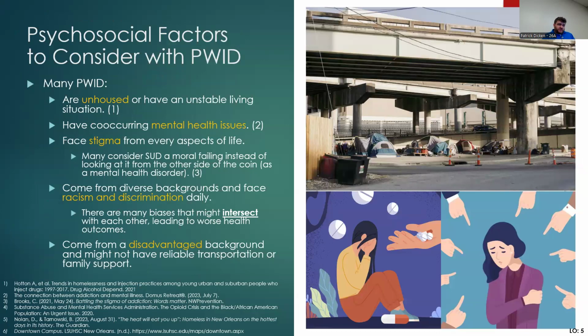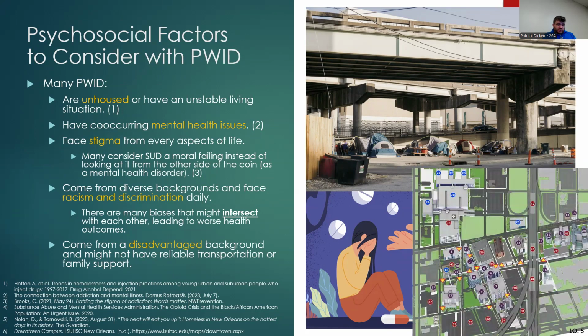So what are some things to consider with people who inject drugs? Many are unhoused or have unstable living conditions. Many have co-occurring mental health issues. Many face stigma. Many face racism and discrimination daily that might intersect with each other. And many come from a disadvantaged background. I'd like to point this out because if you look at this picture right here, these two big circles are UMC and LSU. And this picture at the top was taken right here. It shows you how close to home it was. I pass this every time I come to school, and it's sad to see.